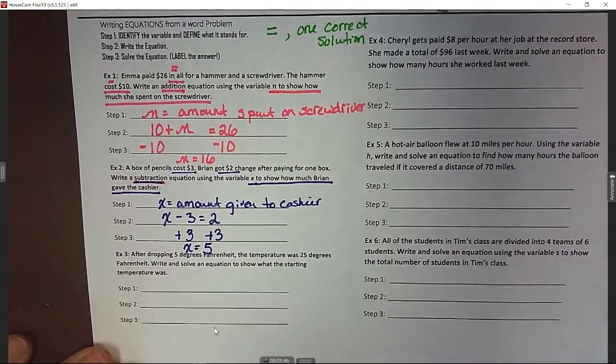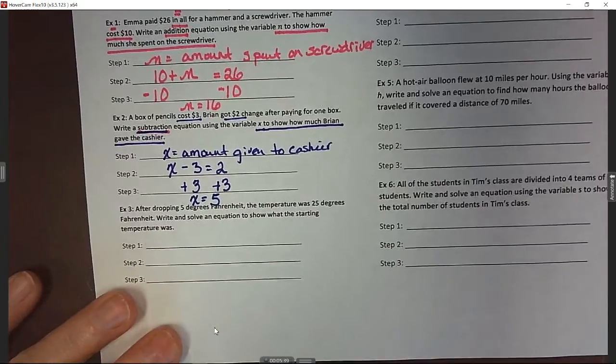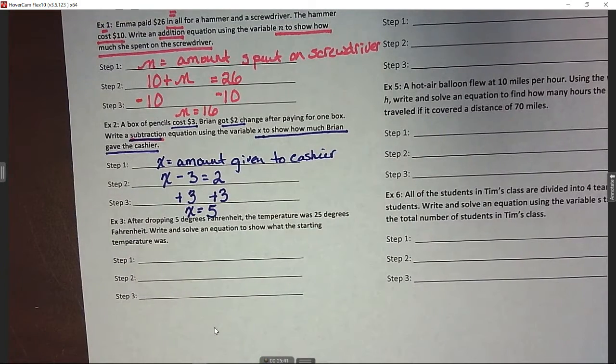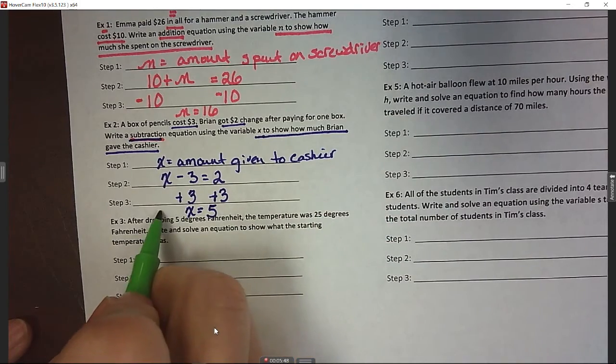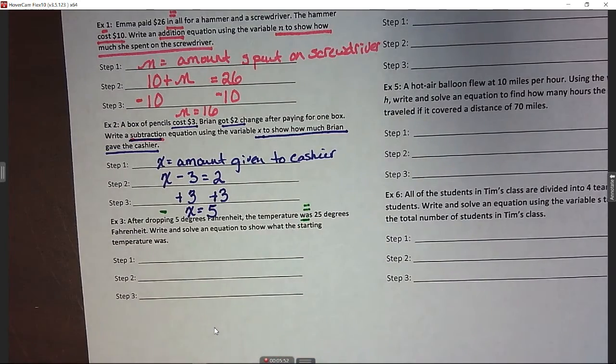Okay, let's look at the next one, number 3. After dropping 5 degrees Fahrenheit, so that sounds like we're going to have some subtraction there to me, the temperature was 25 degrees. So dropping sounds like subtracting. Was sounds like the equal sign part of this, right? Write and solve an equation to show what the starting temperature is.